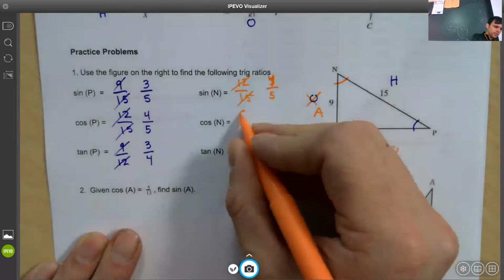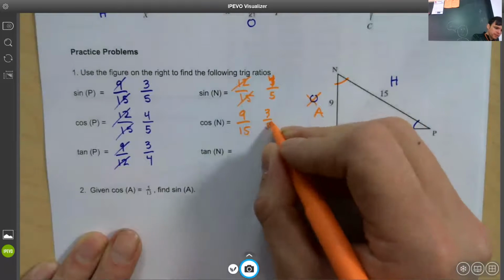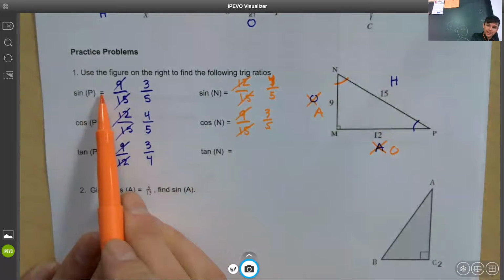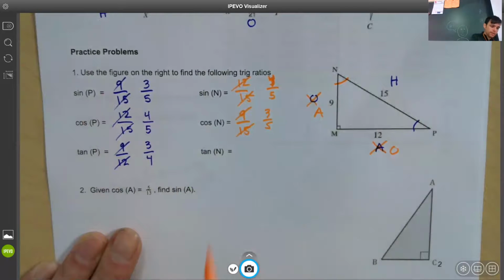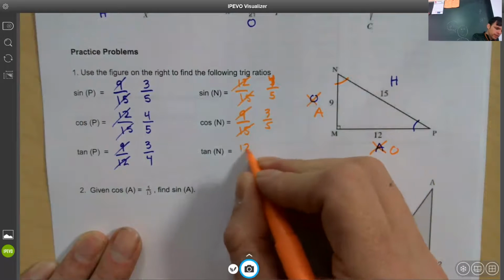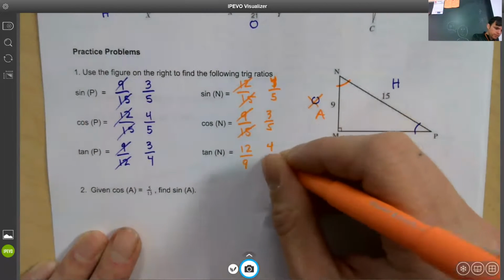Adjacent over hypotenuse, 9 over 15, which is 3/5, right? Those both divide by 3. And cosine of N is the same as sine of P. We already talked about that. And then finally, tangent of N, that is going to be the opposite over the adjacent, 12 over 9. Both of those are divisible by 3, 4/3.